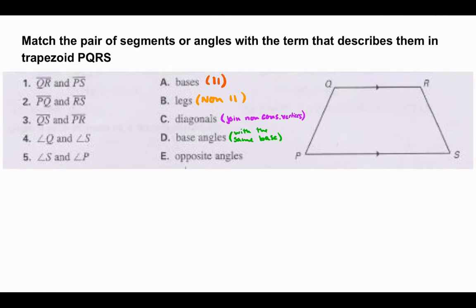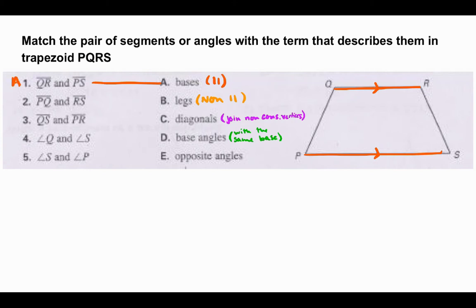So our first set of examples deals with our vocabulary for trapezoids. The bases are the parallels. So I find the arrows for the parallels. So that means that I'm working with segment QR and segment PS. So that's answer choice A.